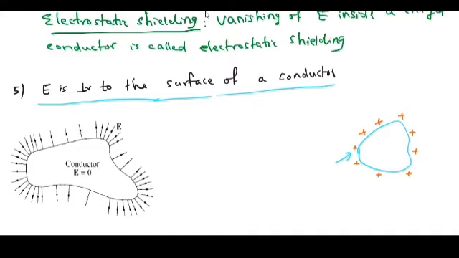That is, the charges on a conductor will seek a configuration that minimizes its potential energy.